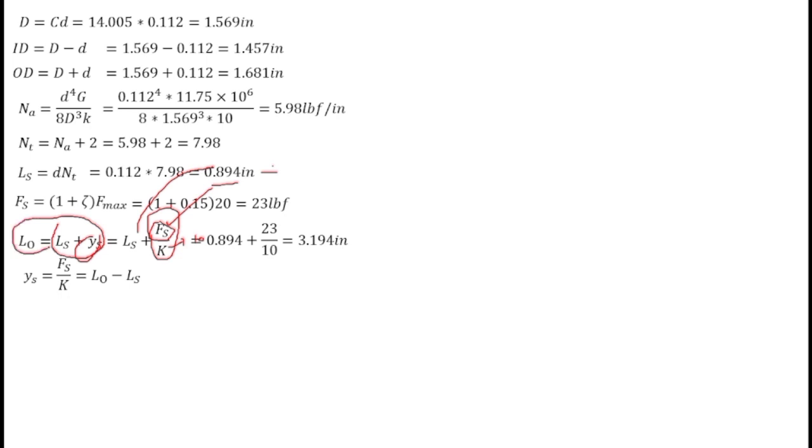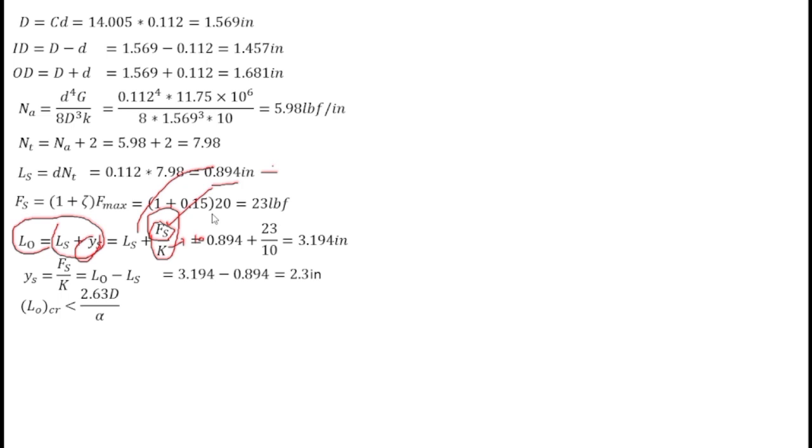After that, we can also find out the ys as well. If you see, L naught is equal to ls plus ys. So if you rearrange it for ys, it will be equal to L naught minus ls. That is also equal to Fs divided by ks. So ys will be 2.3.